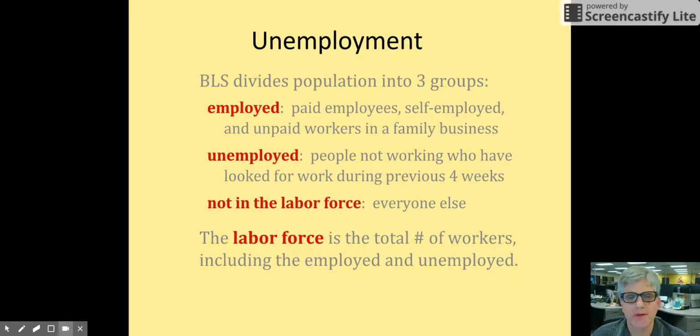The employed: these are paid employees, self-employed workers, unpaid workers, and family business workers. We have the unemployed: people who are not working and who have been looking for work in the previous 4 weeks. And people not in the labor force. That's everybody else. That could be my mom who is retired, or a worker that's disabled. So the labor force is the total number of workers, including the employed and the unemployed.